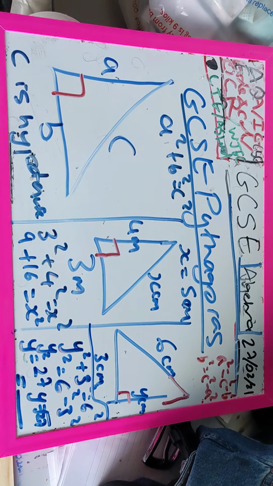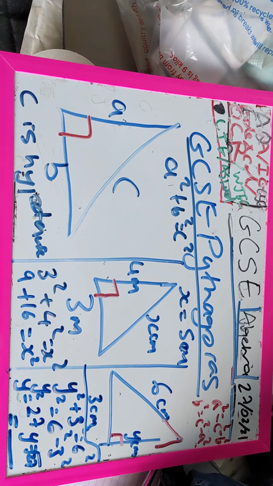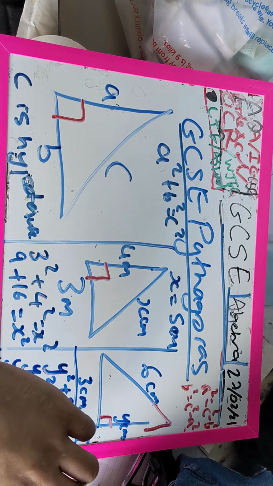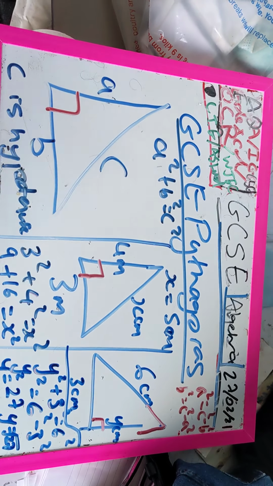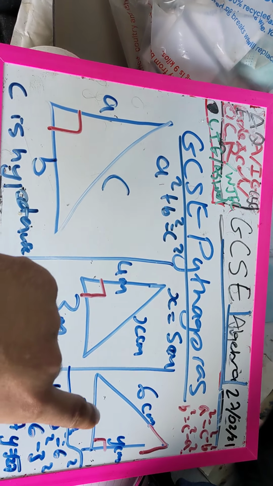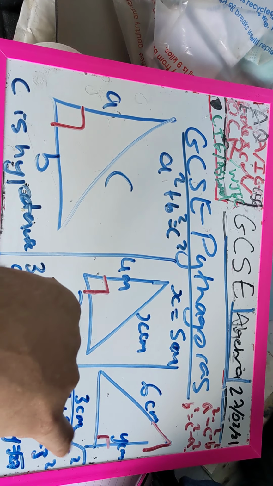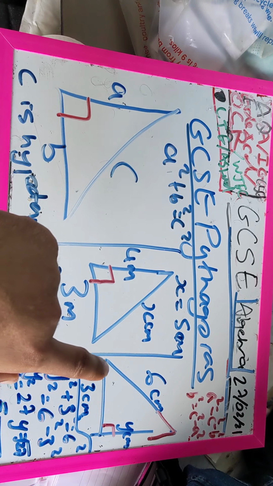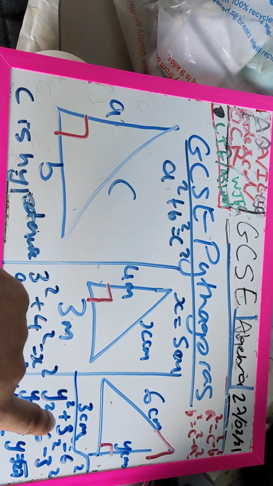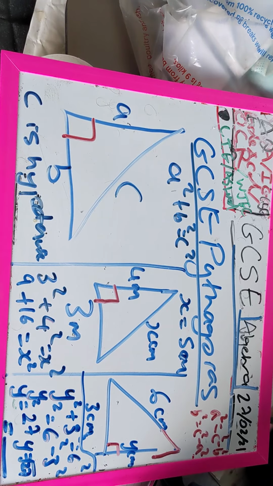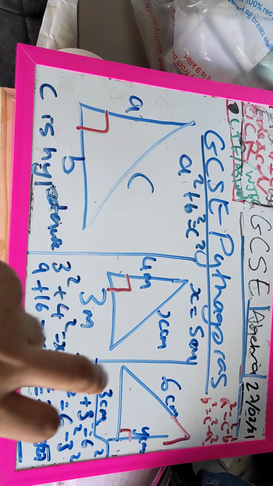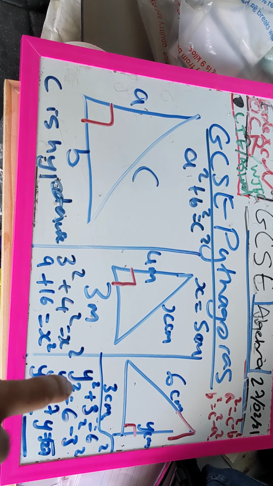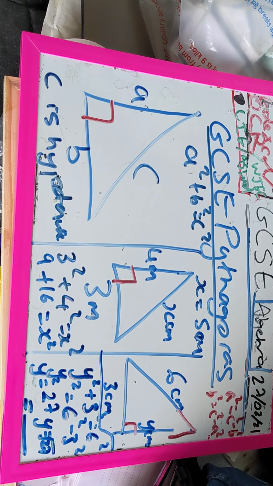Right, last one for today's lesson. So what have we got here? We've got 3, y and 6. So I'm going to do y squared plus 3 squared equals 6 squared. So minus 3 squared on both sides, I get y squared equals 6 squared minus 3 squared.